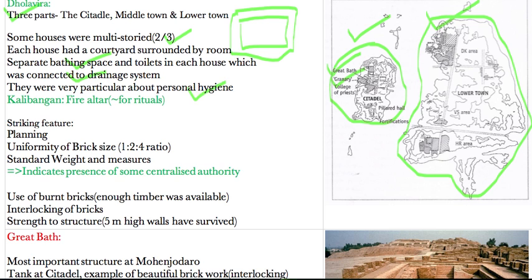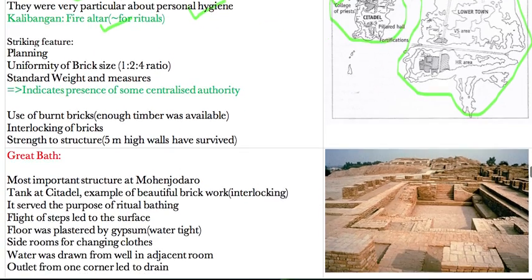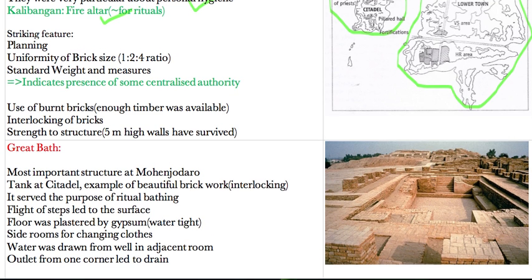So in Kalibangan we have one unique thing, that is a fire altar is found, which it is believed was for rituals to be performed. Then another striking feature is the planning uniformity of brick, because the ratio of the sides was always 1:2:4 of the bricks. And they were all uniform throughout the expanse of the civilization. Then also standard weights and measures were used. So all this points towards one thing, that indicates the presence of some centralized authority.